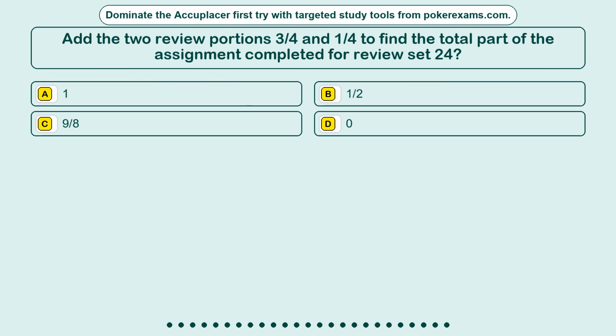Question 2. Add the two review portions 3/4 and 1/4 to find the total part of the assignment completed for review set 24. Option A, 1. Option B, 1/2. Option C, 9/8. Option D, 0.